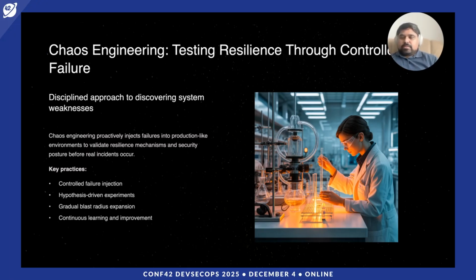Key practices. 1. Controlled failure injection. Example, stop one database replica. You are simulating a hardware failure. Run the experiment for 5 minutes and observe system behavior. The system should automatically fail over to the remaining replicas.